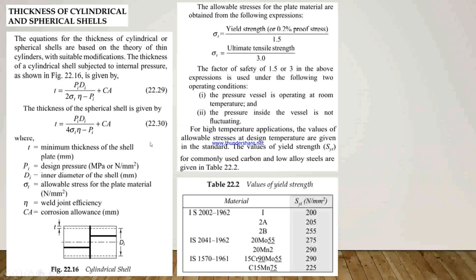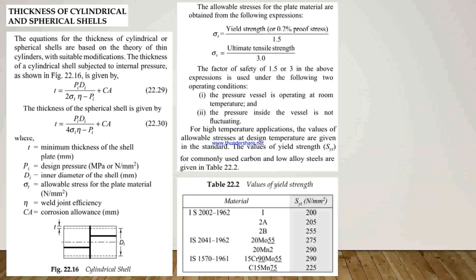Okay, these allowable stresses for the plate materials are obtained from the equations, that is, tangential stress is equal to yield strength divided by 1.5 and ultimate strength divided by 3. The factor of safety, that means 1.5 or 3 in the above explanation, is used in two conditions. First, the pressure vessel is operating at room temperature, and second, the pressure inside the vessel is not fluctuating.